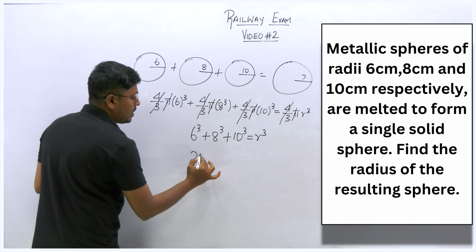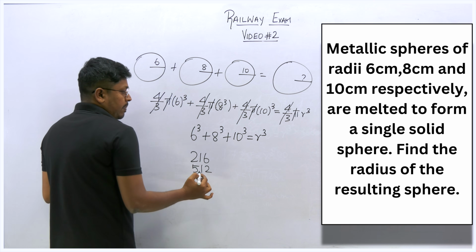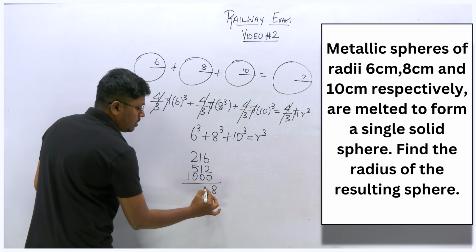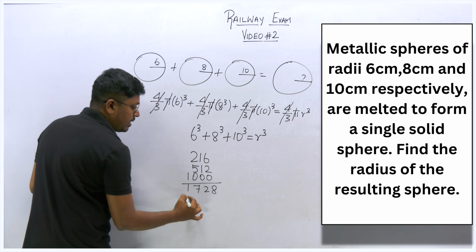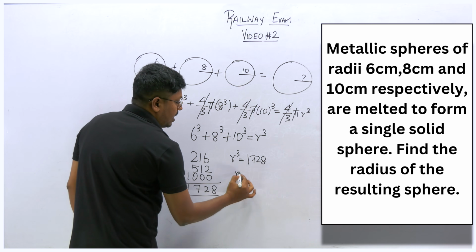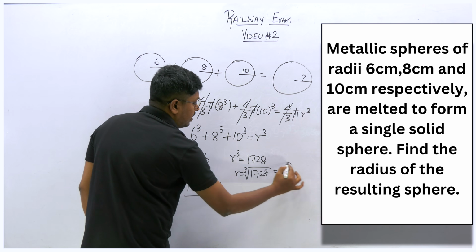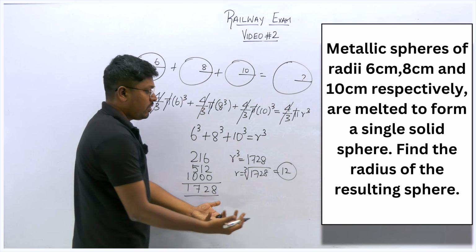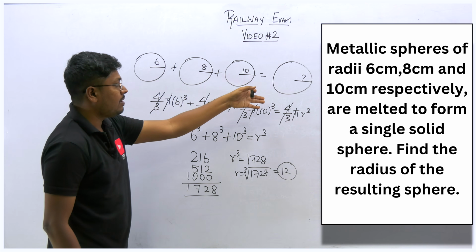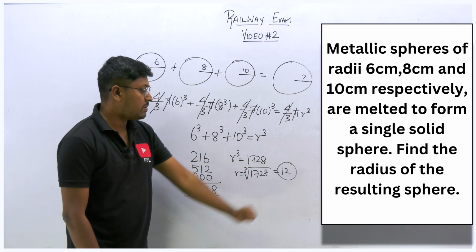So 6 cube will be 216. 8 cube will be 512, right? 10 cube will be 1000. So the total is 1728. So r cube is equal to 1728, so r is equal to the cube root of 1728. The resultant will be 12. All the values are in centimeter, so we don't need to convert it. So we can finally say that the single solid sphere will have a radius of 12 centimeter. And this will be the answer for this question.